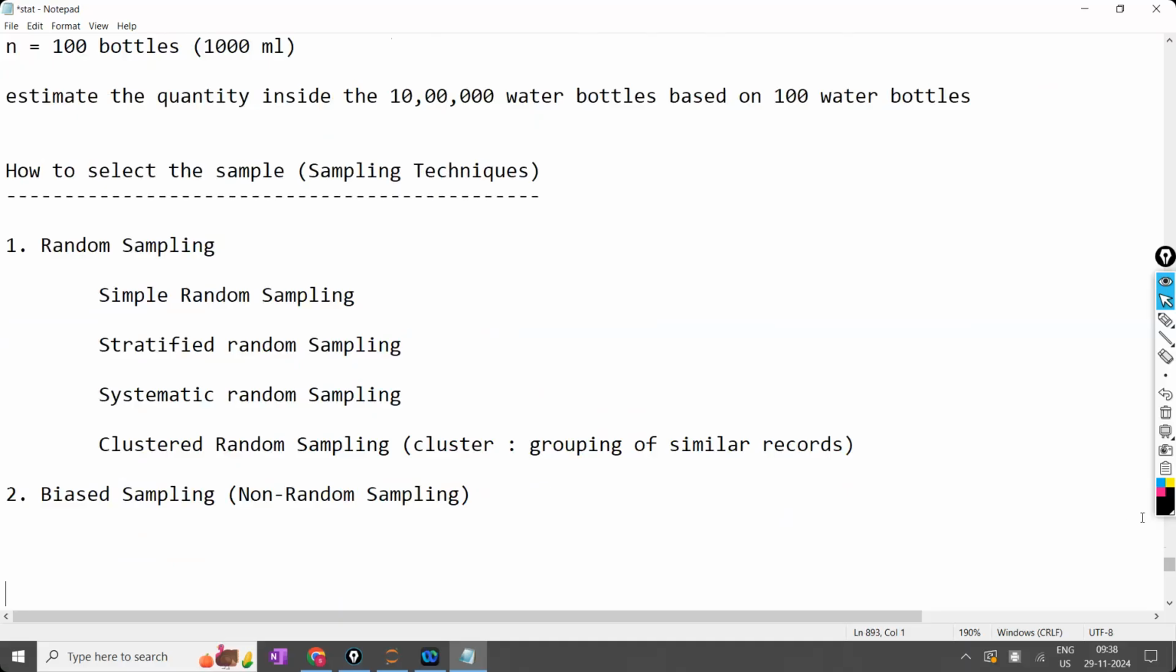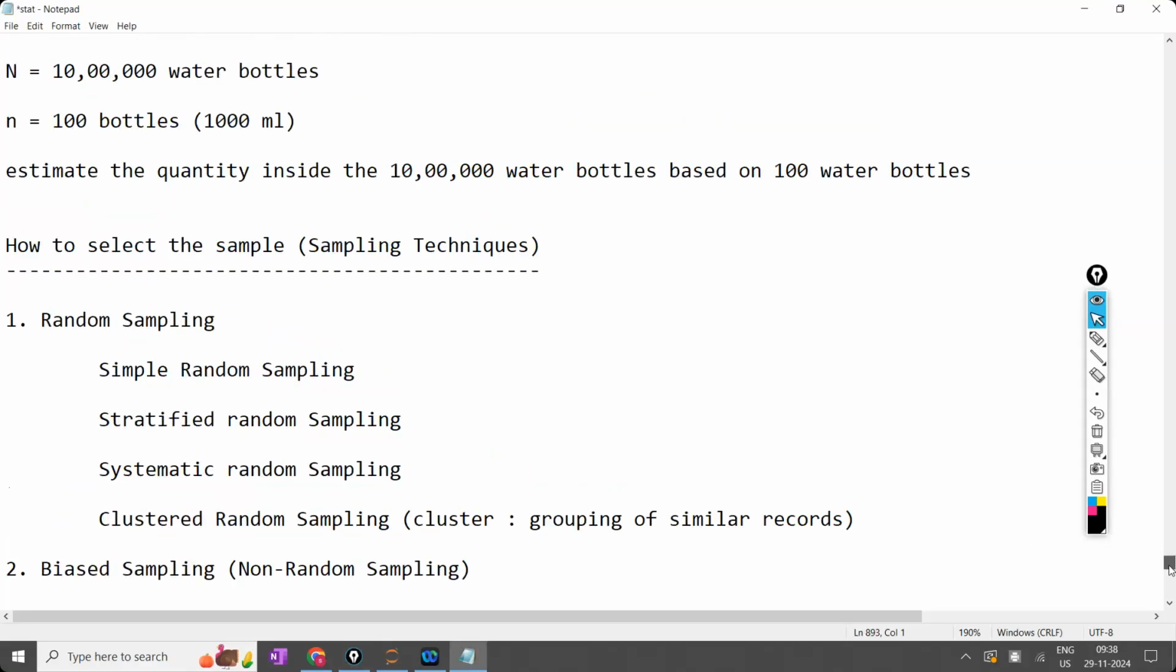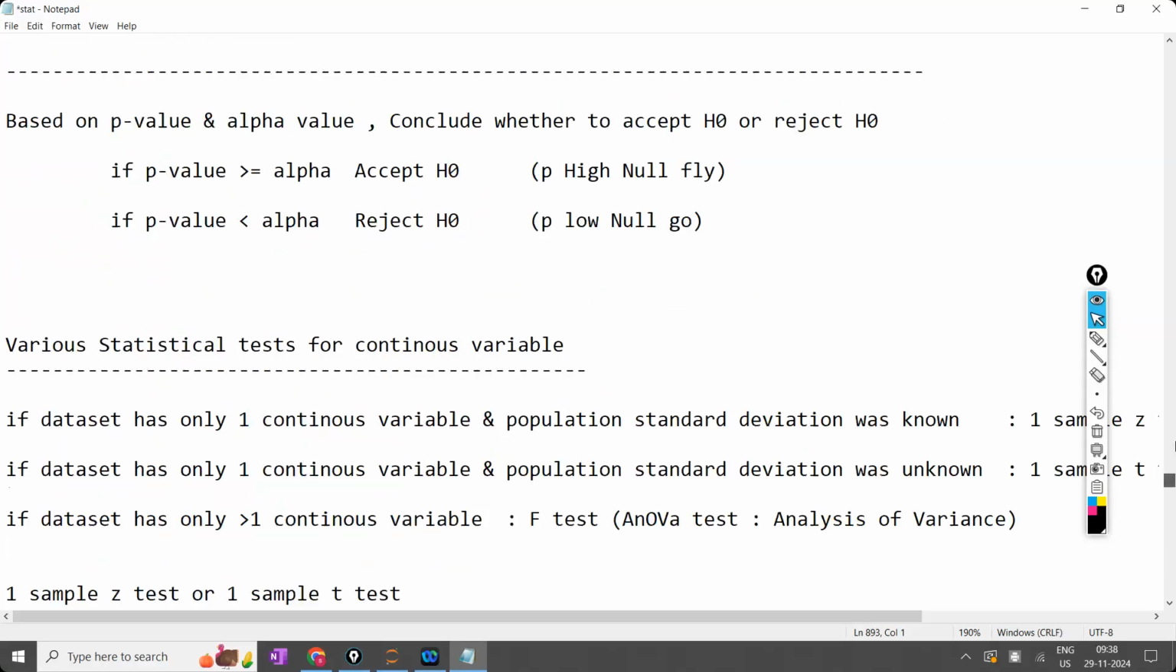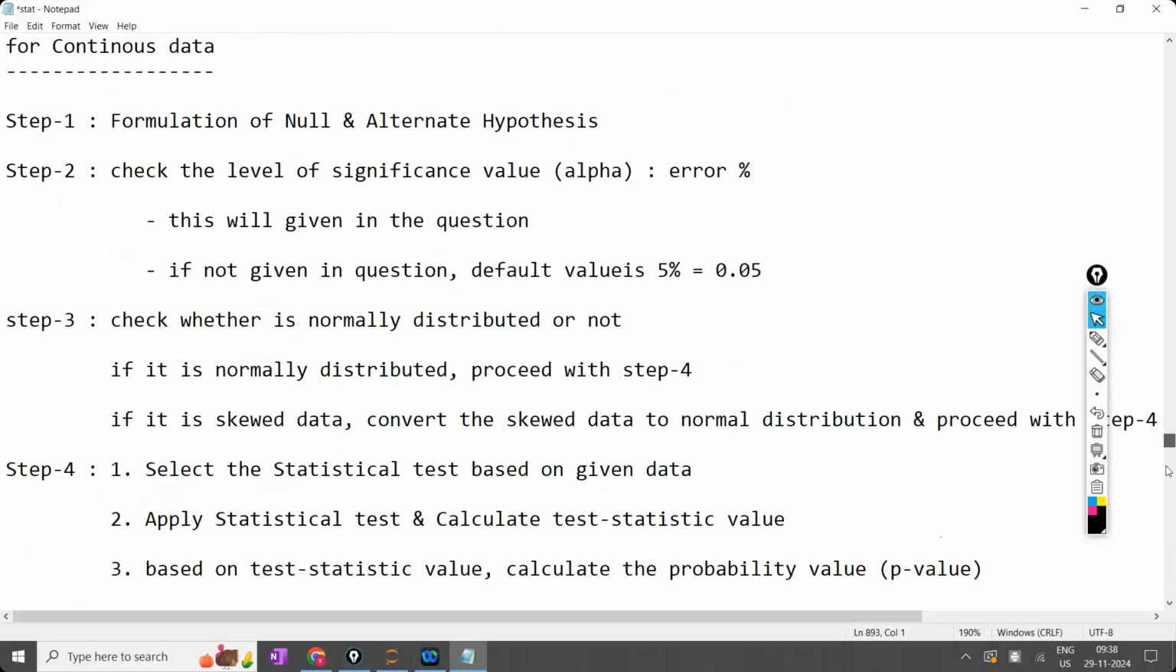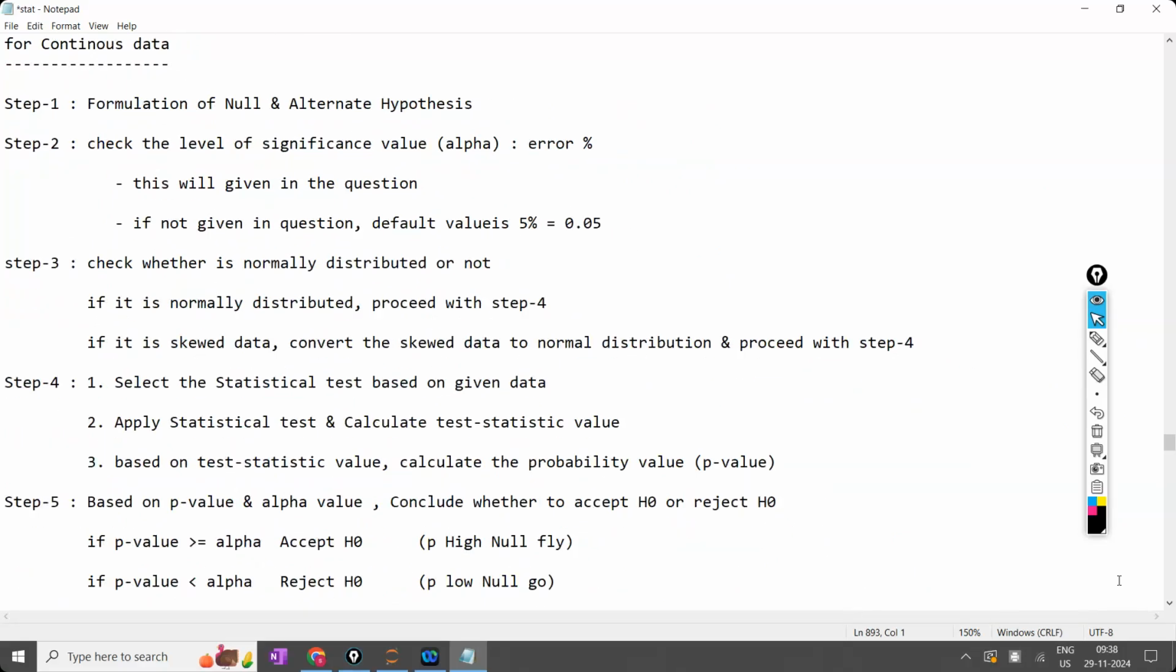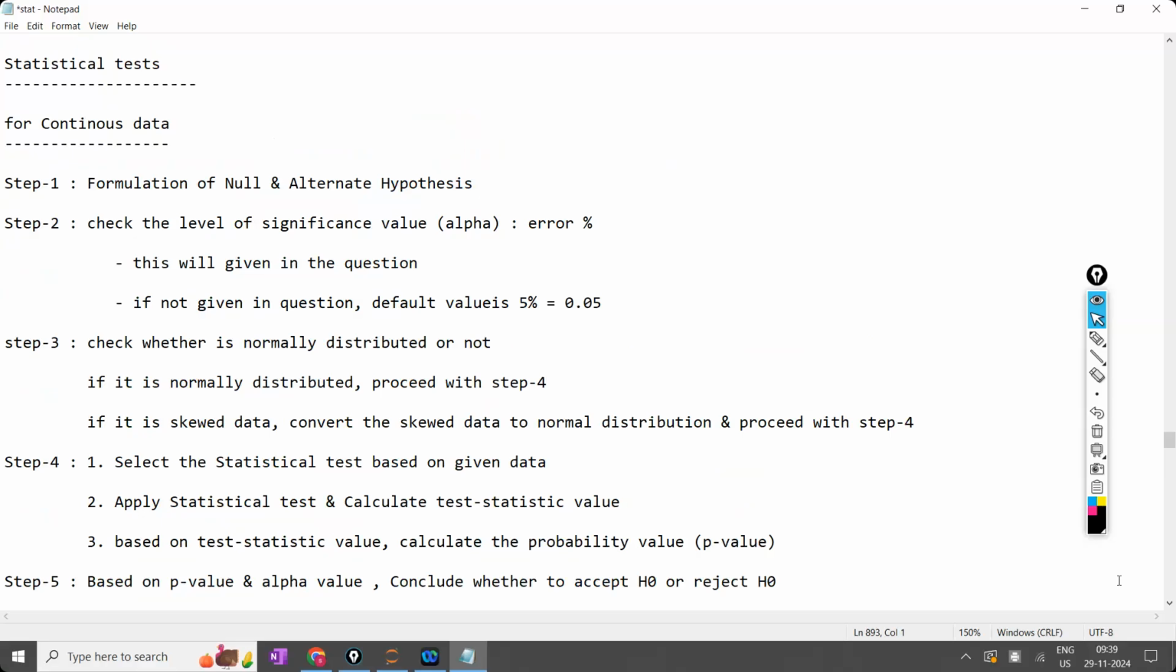Okay. Now, what are continuous variables? For continuous variables, what are the different statistical tests we have, and at the same time, what is the step-by-step procedure? This is the step-by-step procedure for continuous data. You have to take a note of this, and I will explain one by one. The heading is step-by-step procedure for statistical test.